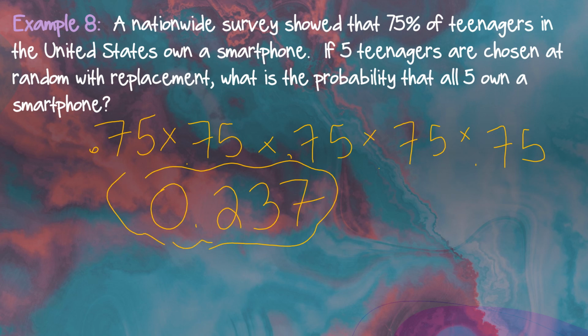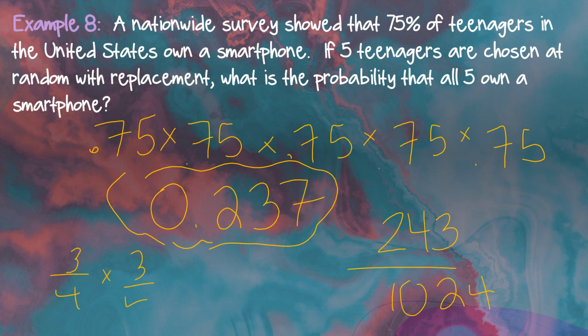But you could also have done 3/4 times 3/4 times 3/4 times 3/4 times 3/4, or 3/4 to the 5th. And if you did it that way, it would be 243 over 1024. Either way would be acceptable.